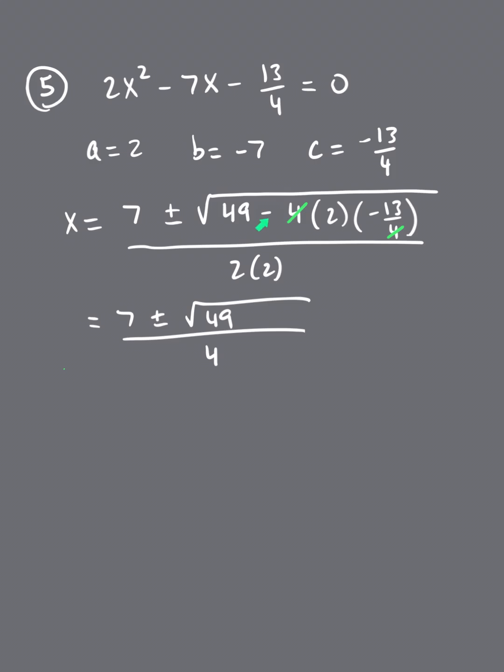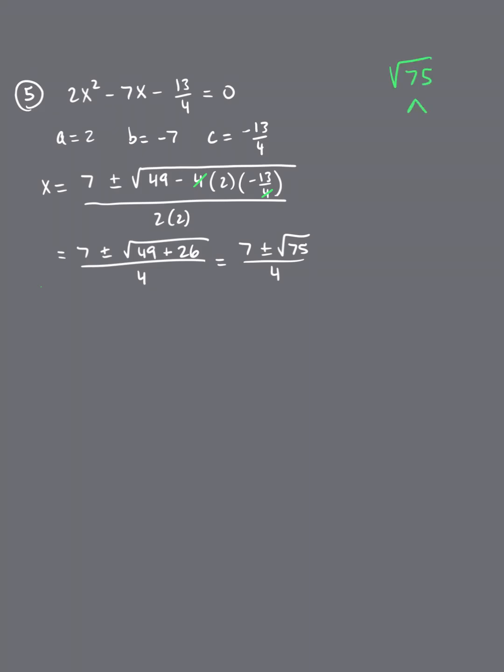Now since we have a minus here and a negative here, this will be minus a negative, we'll be adding. So we'll be adding 26. So then let's add 49 and 26 to give us 75. Now we need to simplify the square root of 75. So go ahead and pause the video and simplify the square root of 75.